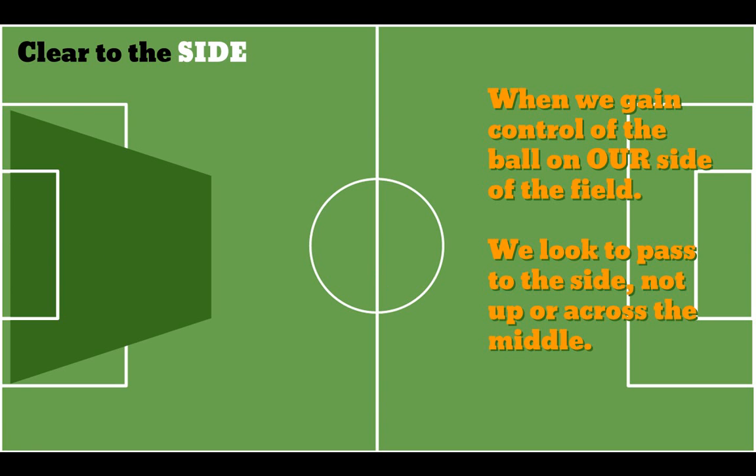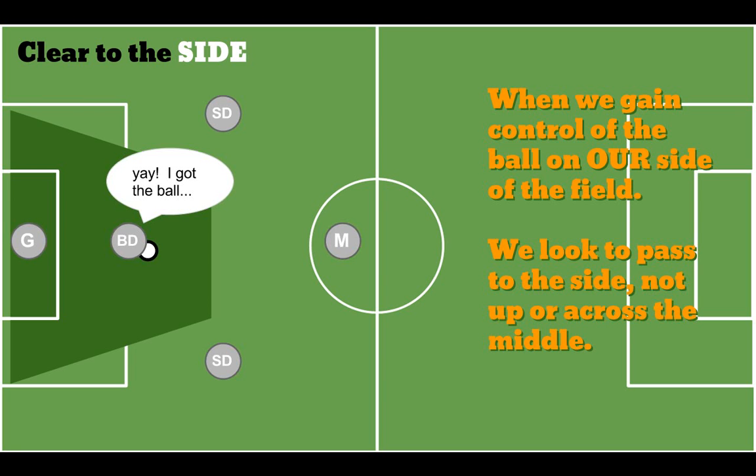Clear to the side is another core issue that we'll talk about again and again. And even the best defenders are guilty of not clearing to the side every now and then. And what that means is that when we gain control of the ball on our side of the field, when our defense gets the ball, we do not want to pass the ball forward to the middle of the field. The most dangerous pass you can make in soccer is passing on your defensive end through the middle of the field. We want to move that ball to the side.